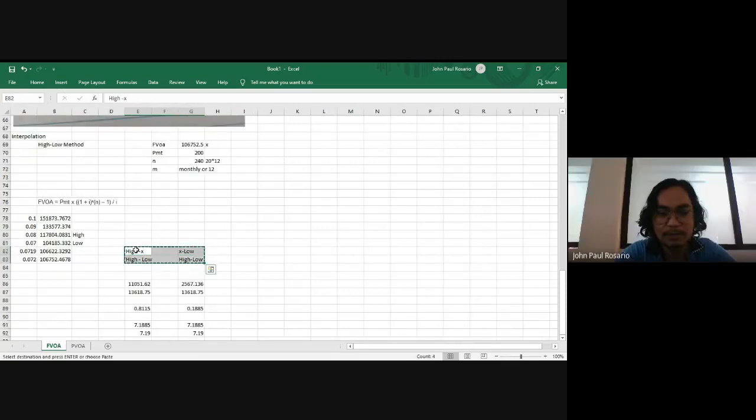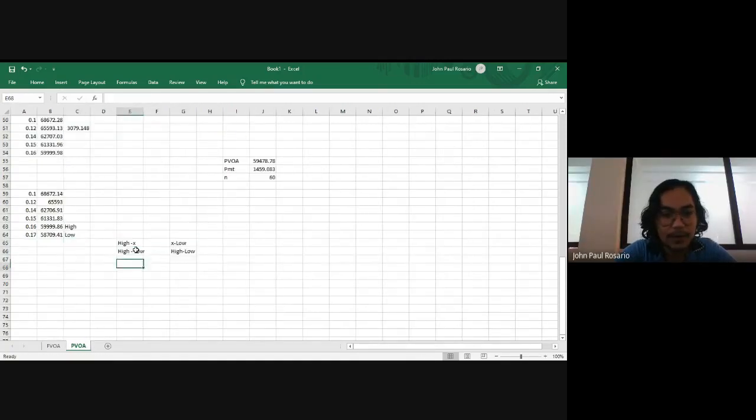Let's use this again. So our high is this one. Wait, this is our X. Okay, so high minus X, and then X minus low, over high minus low. And then the result is this one over this one, and then this one over this one.